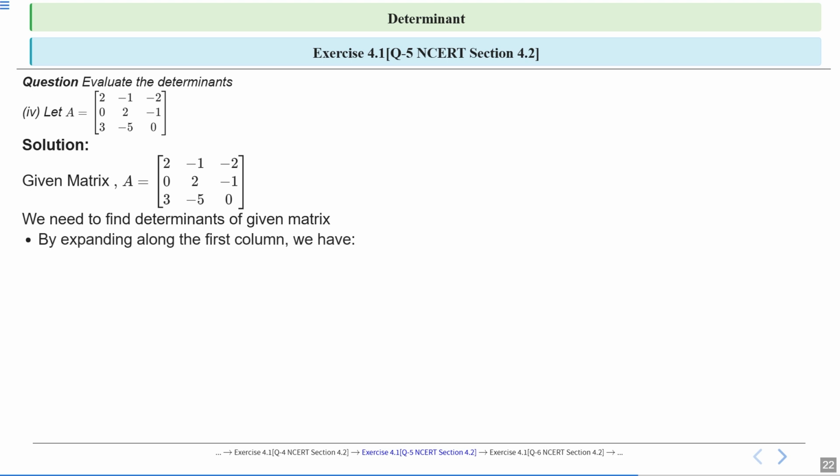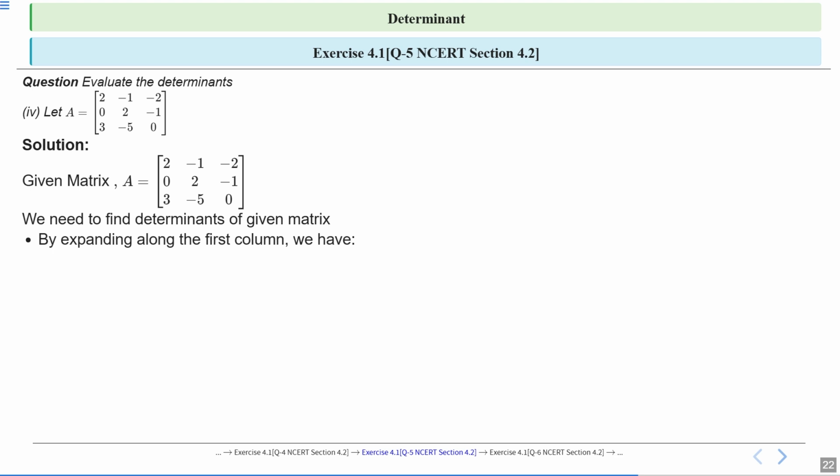In this matrix, only two zeros are present, in the first column and last column, as in the second row and third row. So we can expand along the first column, last column, second row or third row. So just expand along the first column. The elements of the first column are 2 as the first element, 0 as the second element, and 3 as the third element.